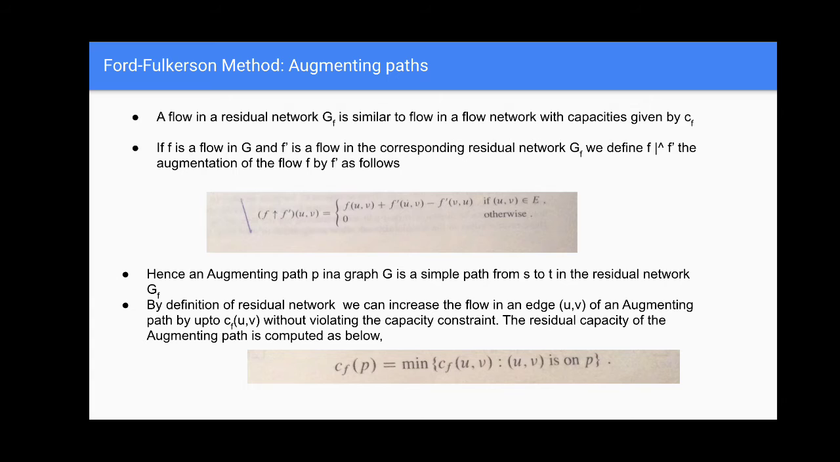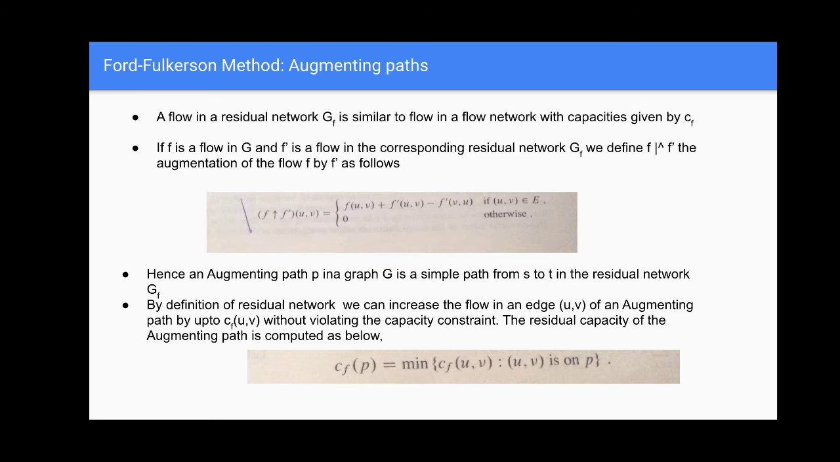Hence, an augmenting path p in a graph G is a simple path from s to t in the residual network Gf. By definition of the residual network, we can increase the flow in an edge (u,v) of an augmenting path by up to cf(u,v) without violating the capacity constraint. Now the residual capacity of the augmenting path is computed as below. cf(p), that is the residual capacity of the augmenting path p, is min of cf(u,v) for all (u,v) on path p.